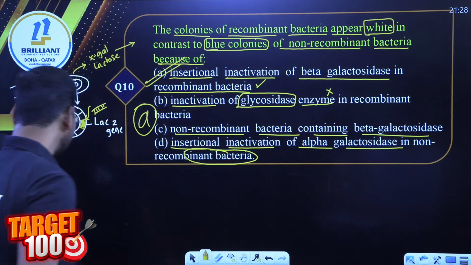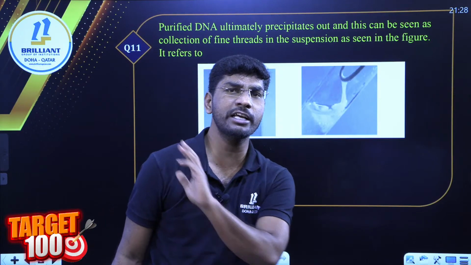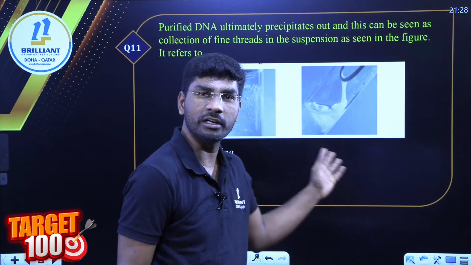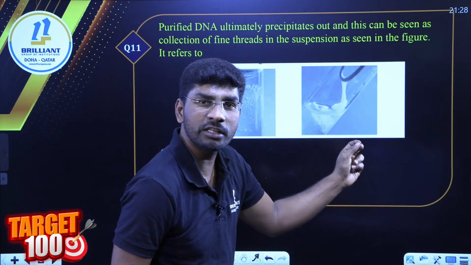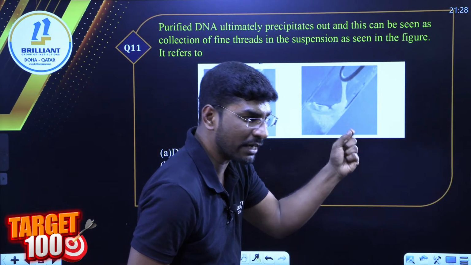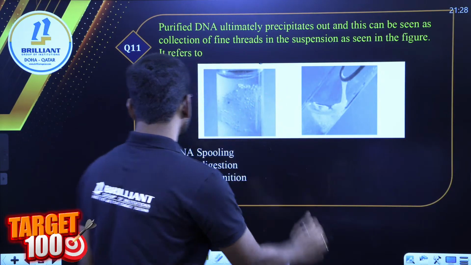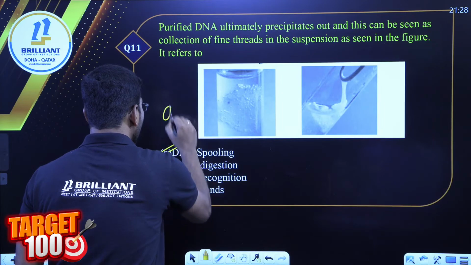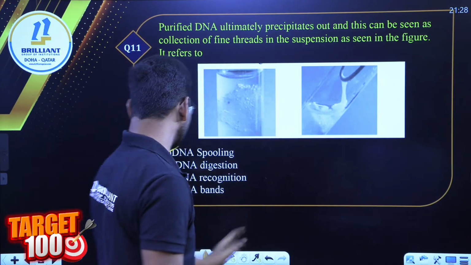Question number 11. Simple. You might all have done this in your school practical examination. So what is the right answer? Adding chilled ethanol to DNA and extracting the DNA is called, anyone of you? Right, the spooling process. So DNA spooling. This is simple. Next question.